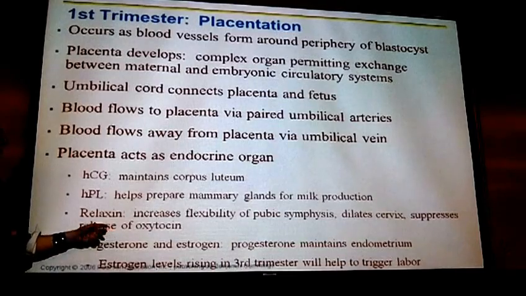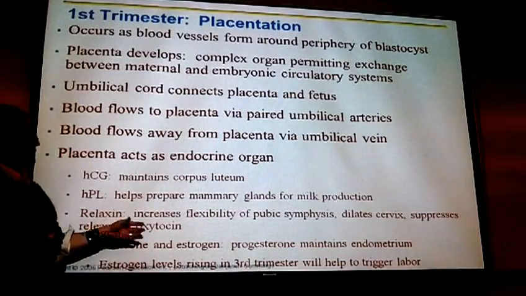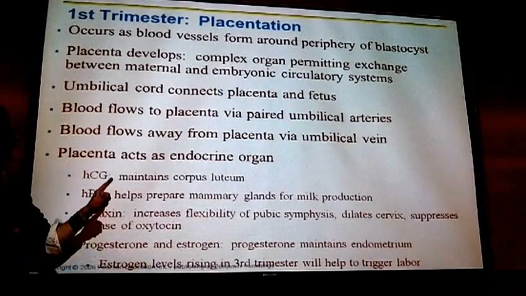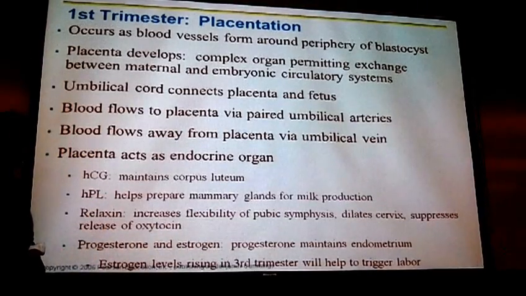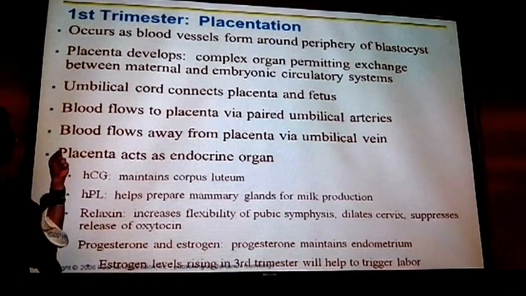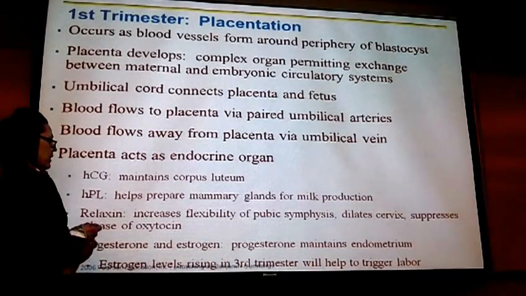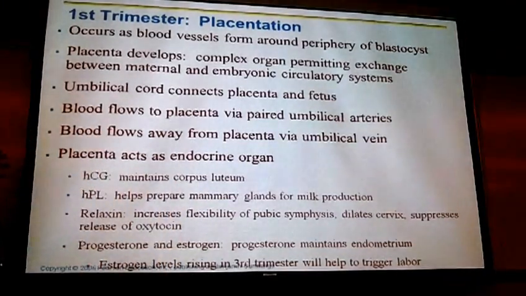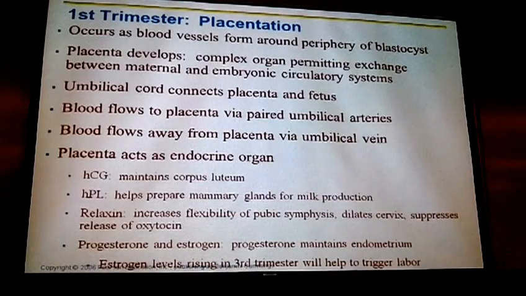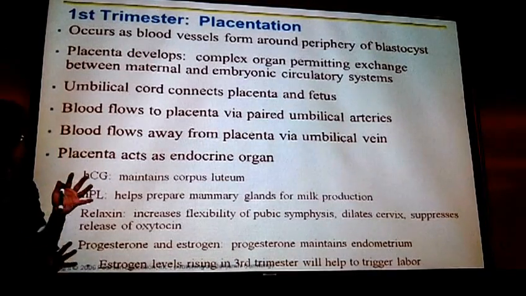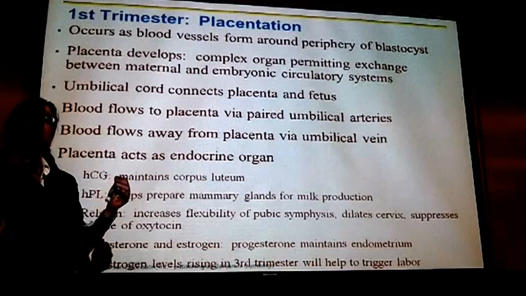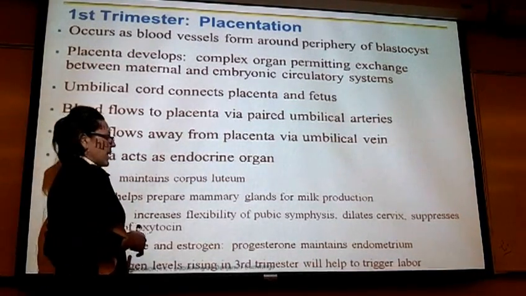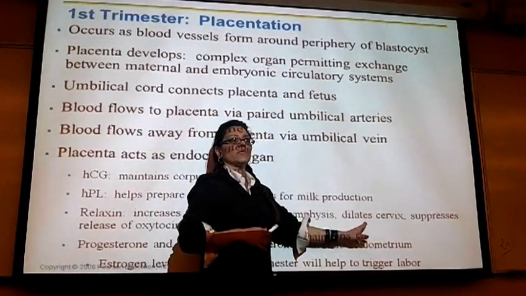What relaxin is going to do is it's going to increase the flexibility of the pubic symphysis. Remember, that's a type of joint between the two pubic bones. There's a piece of cartilage there, and relaxin will basically cause that connective tissue of the cartilage to loosen up, and that allows the hips to be able to expand a little bit to make it easier for the fetus to come out. Relaxin will also dilate the cervix.